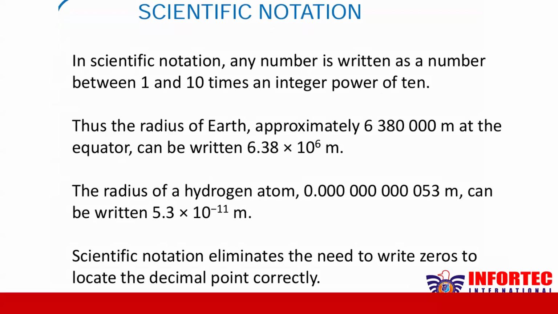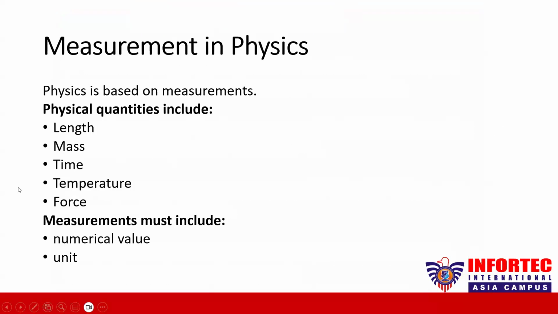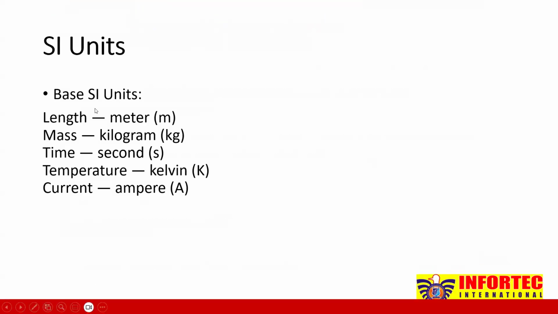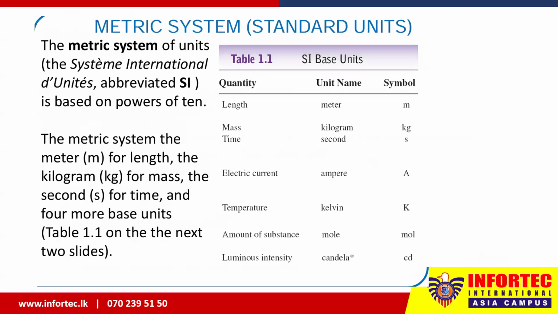Okay. Another thing, after studying scientific notation: I mentioned before that measurements must include a numerical value and the unit. The unit is an important part, an important role in physics, right? Based on the SI units, standard units, we can write length. We measure length by meter and mass by kilogram, time by seconds, temperature by Kelvin, current by ampere. These are the SI units, right? In measurements, these are the SI units.